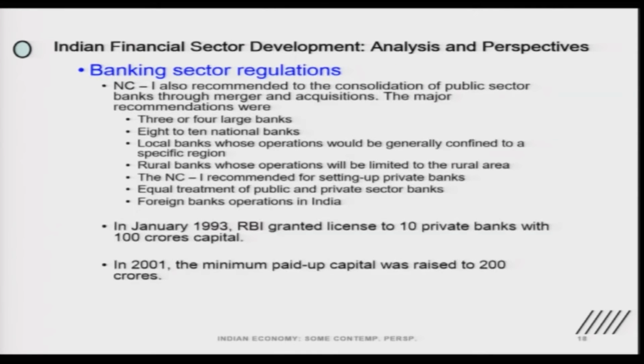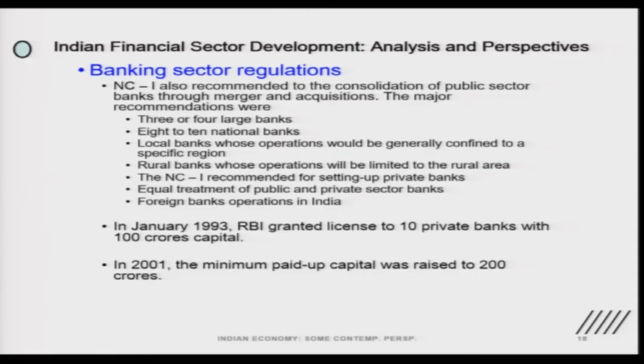Then we also have the banking sector regulations. In terms of banking sector regulation, the first thing that the committee had recommended was a consolidation of the public sector banks, and there should be fewer banks compared to the large number in the banking system, which means that there should not be more than 3 to 4 large banks at internationally competitive levels. For example, Royal Bank of Scotland in UK, then you have Deutsche Bank in Germany. So, at that level, 8 to 10 national banks to cater to the needs of the domestic economy, industrial process.